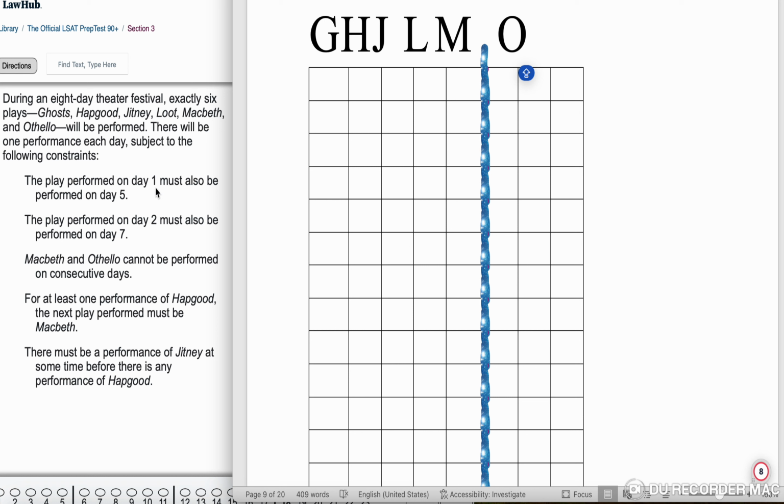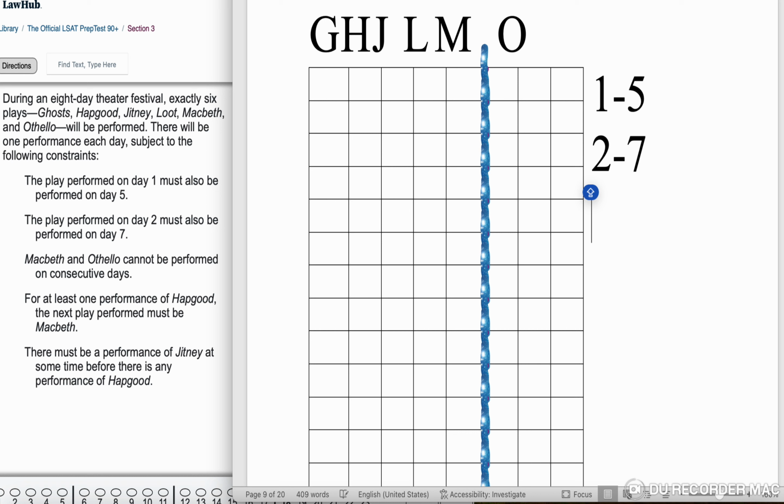The play performed on day 1 must also be performed on day 5. It's going to be the same one for 1 and 5. The play performed on day 2 must also be performed on day 7. So 2 and 7.